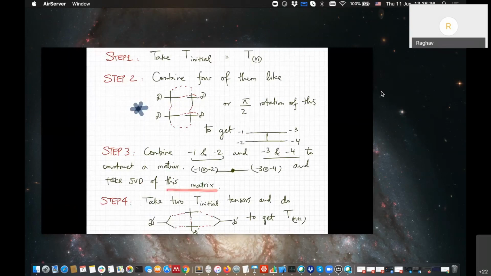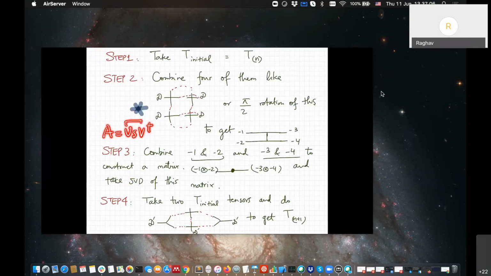Then we do a singular value decomposition of this matrix. Singular value decomposition is a specific form of decomposition which you can read about online. It takes a matrix and breaks it into three components. Any matrix can be represented like this. So let's see.